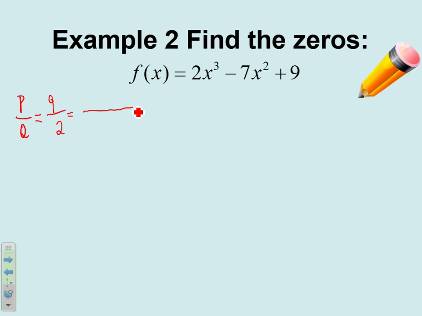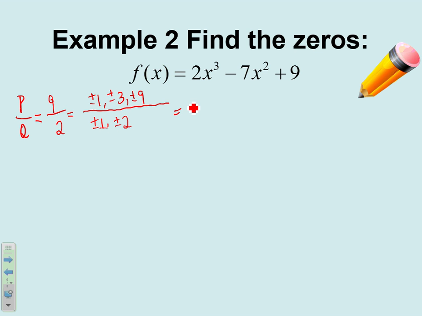And I want to factor all of 9, all the factors of 9, so plus or minus 1, plus or minus 3, plus or minus 9. All the factors of 2 would be plus or minus 1 and plus or minus 2. Now my list comes from taking all the factors on top and dividing them by all the factors on bottom. So I'm going to take 1, 3, and 9 and divide it by 1, and then I'm going to take 1, 3, and 9 and divide it by 2.